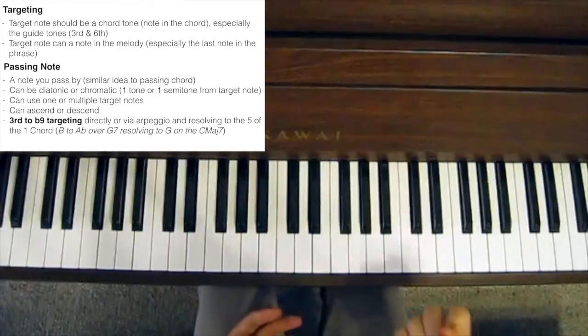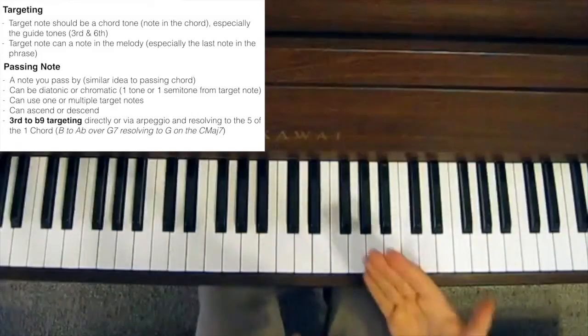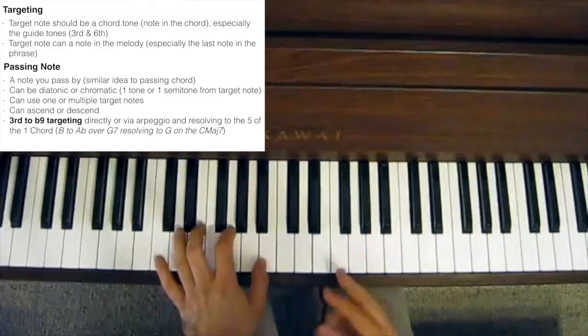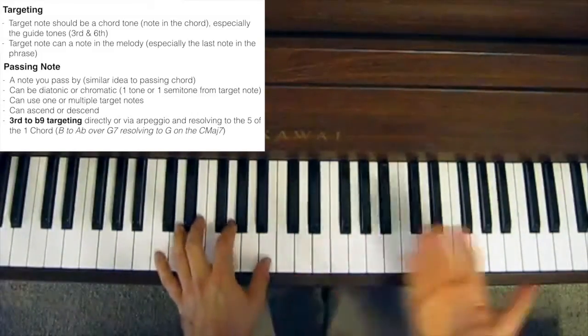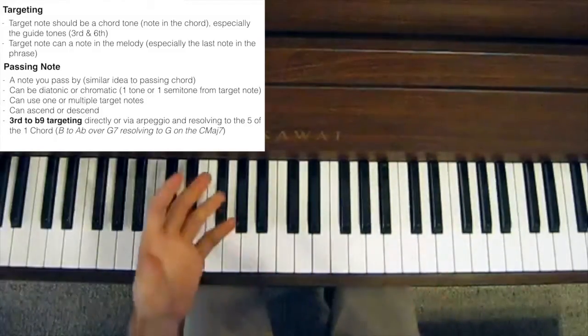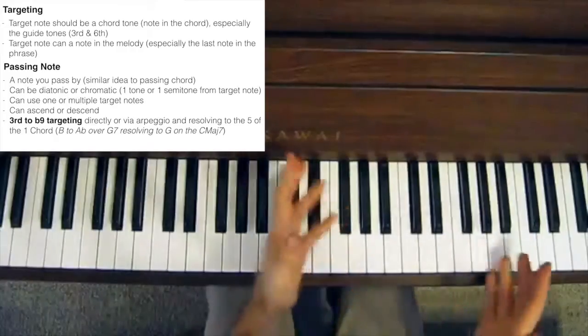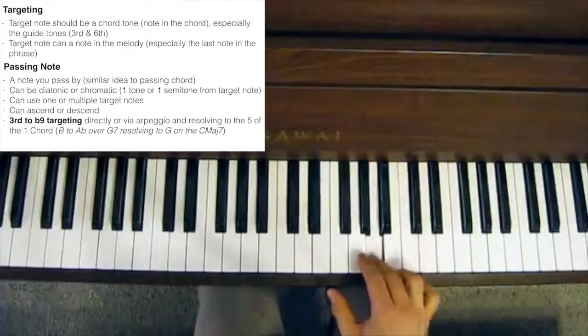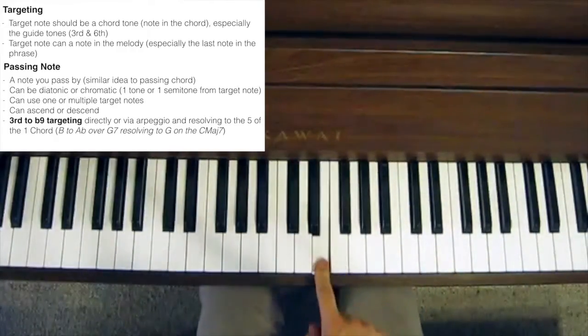And passing notes are notes you pass through to get to your target. So if you're on, again, the C major 7 and your target is the E, you could play something like. Then one way to think about that little improvisational phrase is that these were passing notes and then you hit your target.